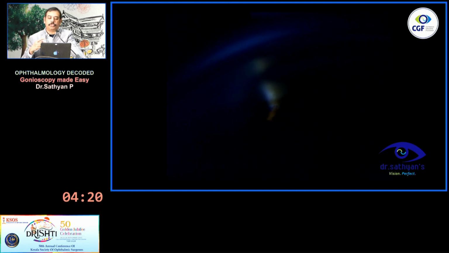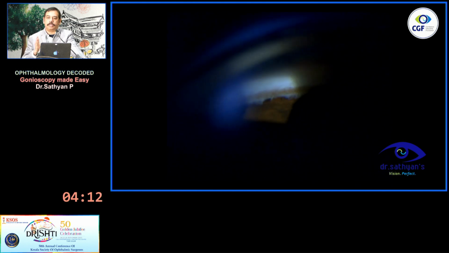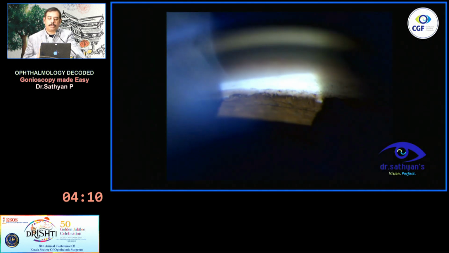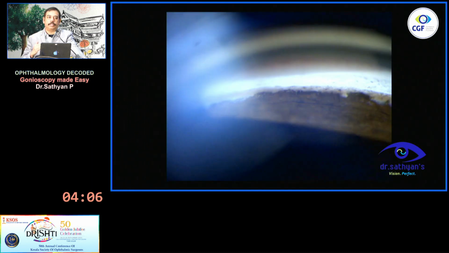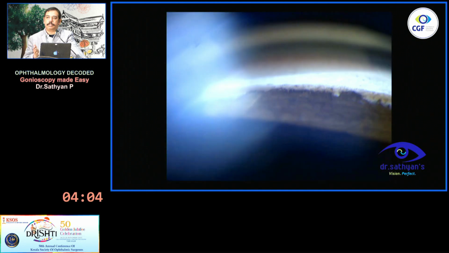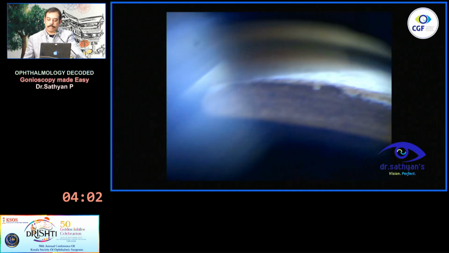The first step is to see the corneal wedge. That is the first thing that you should look for, so that you don't misidentify Schwalbe's line as the trabecular meshwork. That is the first part. So this is how you start seeing the lower angle first, the inferior angle first, and then nasal, and then comes to the temporal.